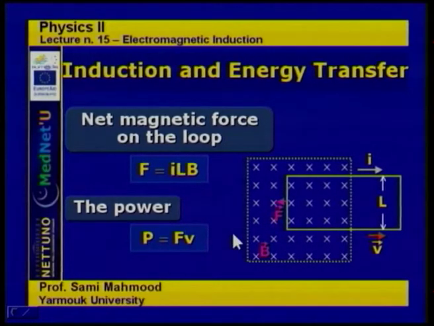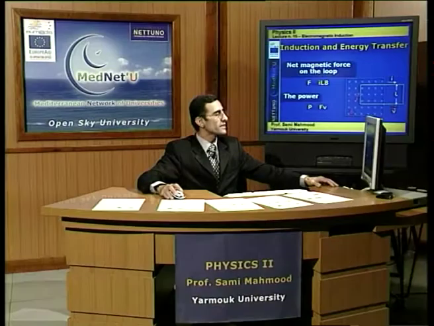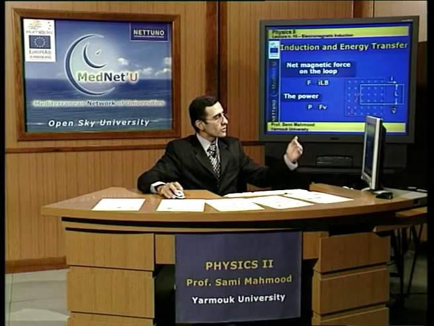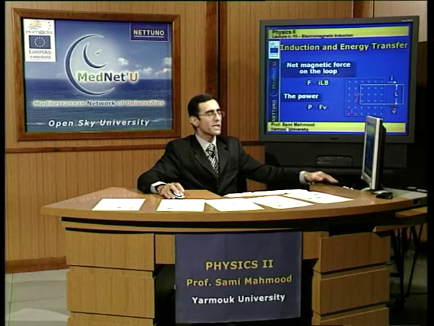And look at the force. It is opposing the effect. The effect is to pull the loop to the right. Then there is a force that is exerted on the loop to the left. This is a consequence of Lenz's law. The induced current opposes the effect.